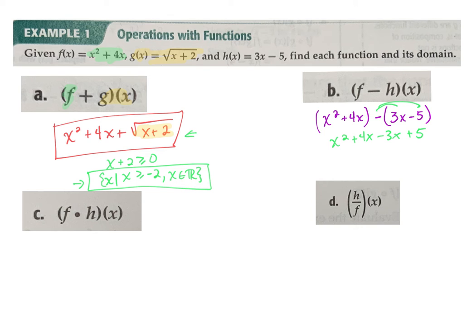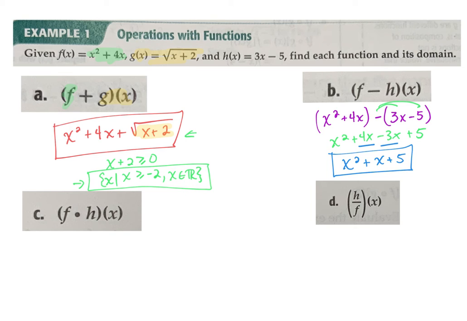You think I'm done here? No. Here I have like terms. What are my like terms? 4x and negative 3x. So I can say x squared plus 1x plus 5. And that is my new function.